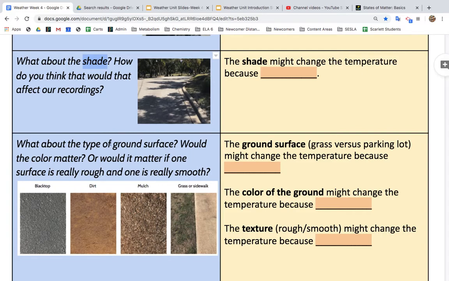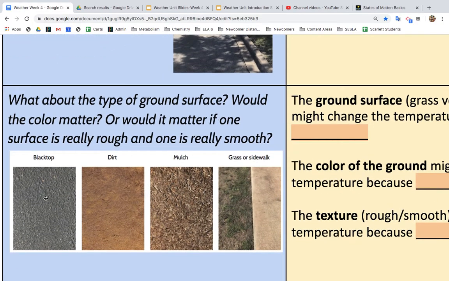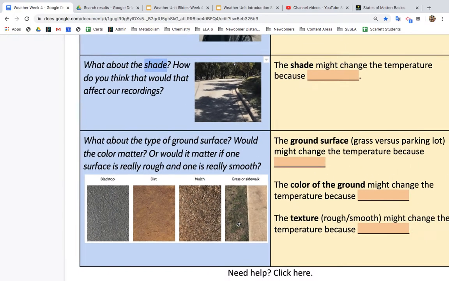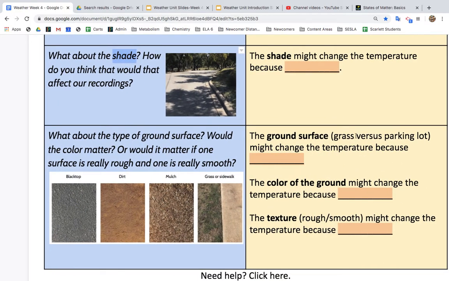Last, what about the type of ground surface? Would the color matter? Or would it matter if the surface is really rough and one is really smooth? Let's look at these pictures. So here we've got blacktop, like a parking lot, dirt, mulch, and grass and sidewalk. Do you think all of those surfaces would have the same temperature on the same day? So here you would say the ground surface, grass versus parking lot, might change the temperature because.